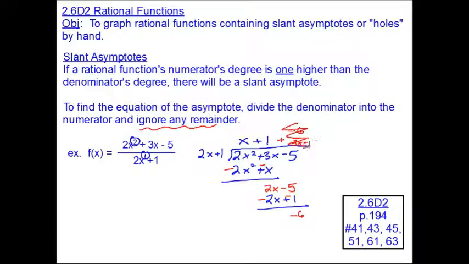And what that means for us, graphically at least, is that our slant asymptote is going to be, actually let's use an arrow for that, the equation y equals whatever this answer up here was, in this case, x plus 1.